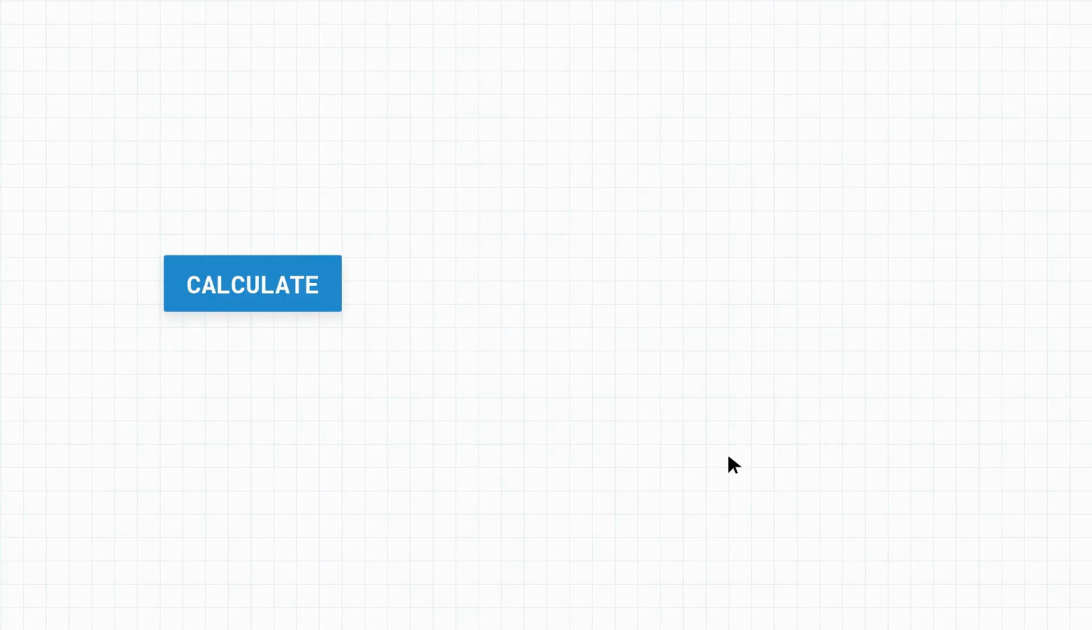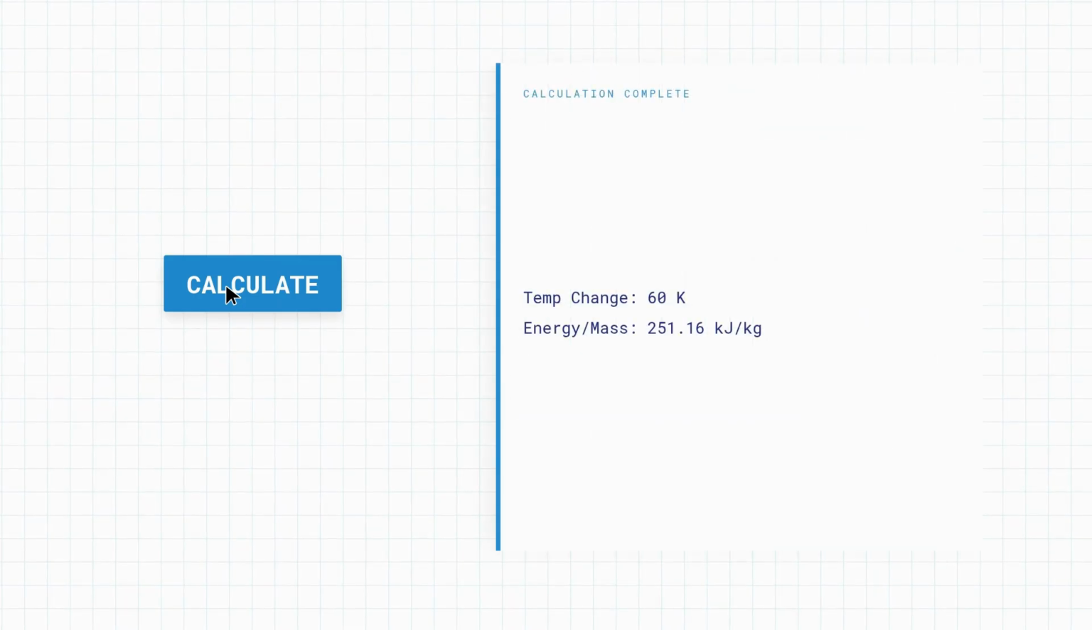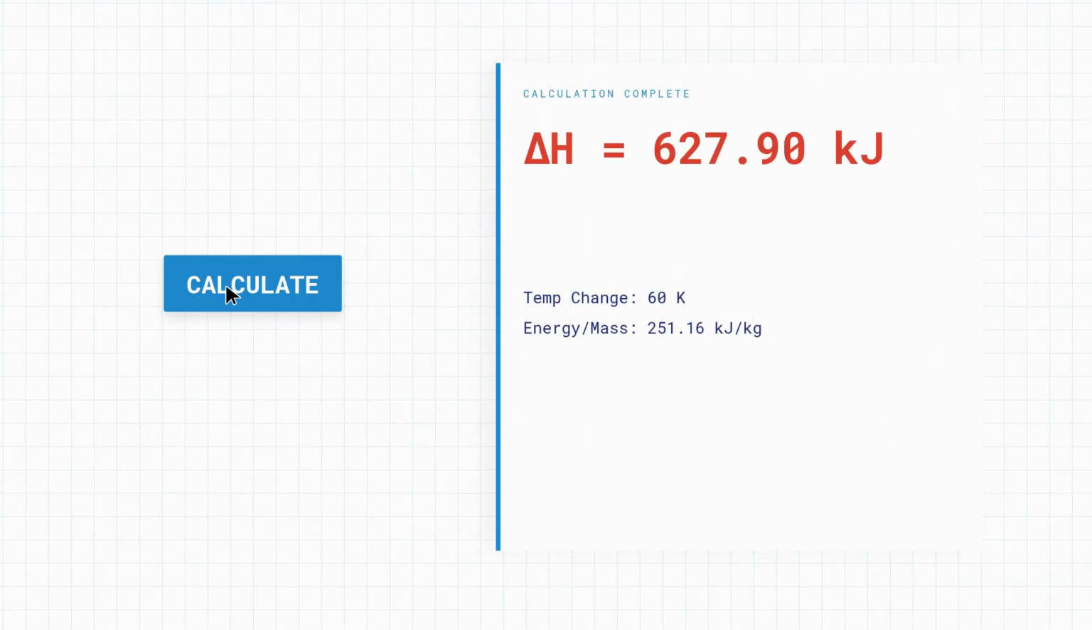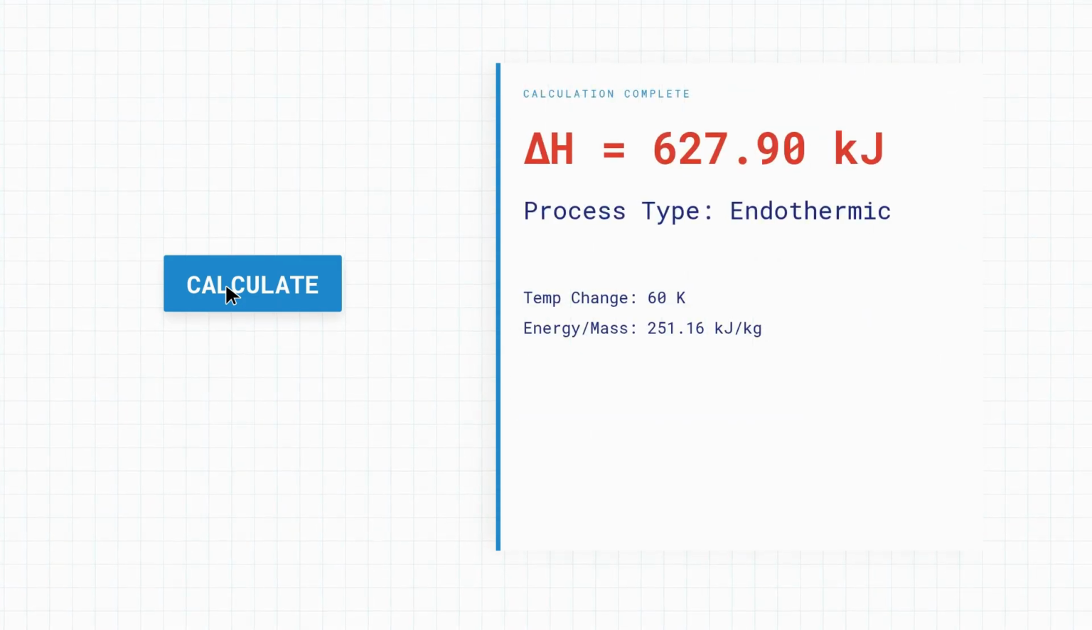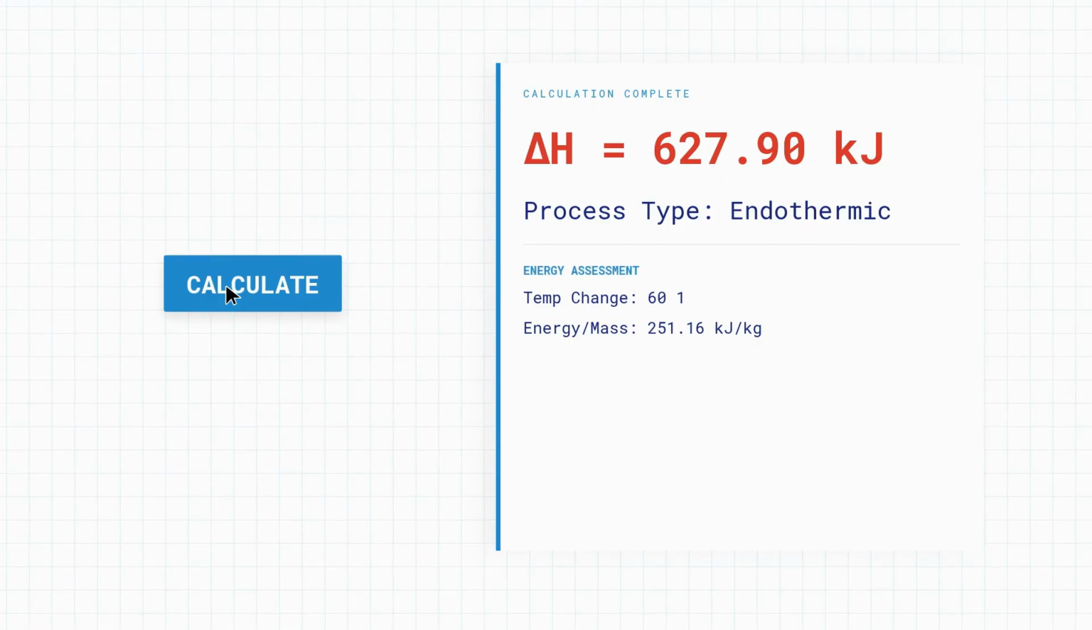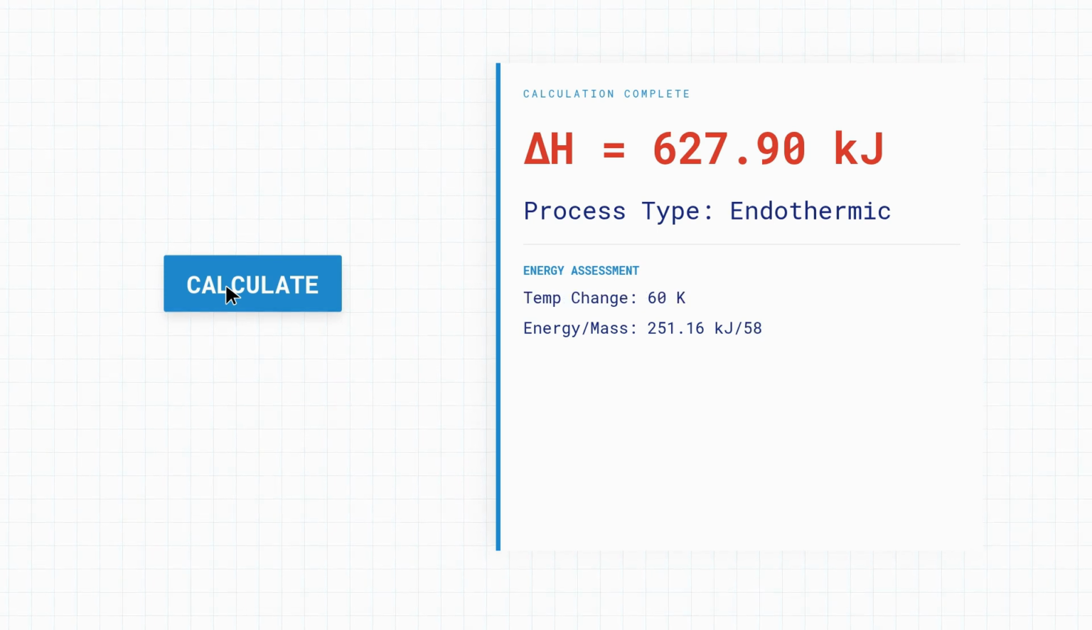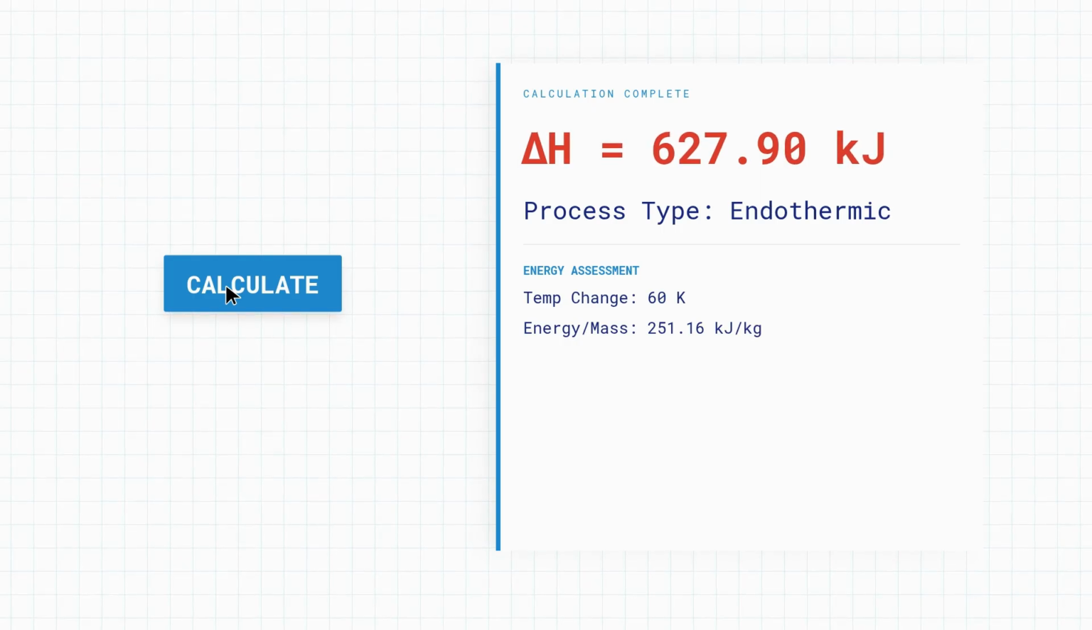After clicking Calculate, the results show enthalpy change delta H equals 627.90 kilojoules. The process type indicates endothermic, heat absorbed. The energy assessment states temperature change of 60 Kelvin requires 627.90 kilojoules of energy transfer. Additional information shows energy per unit mass equals 251.16 kilojoules per kilogram.